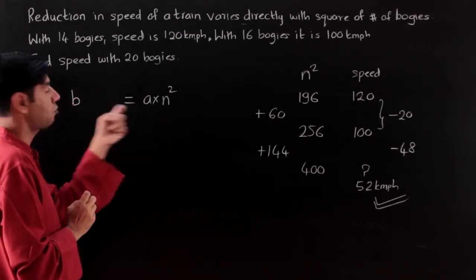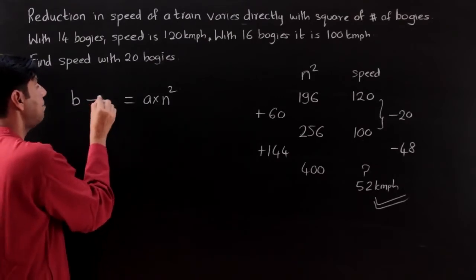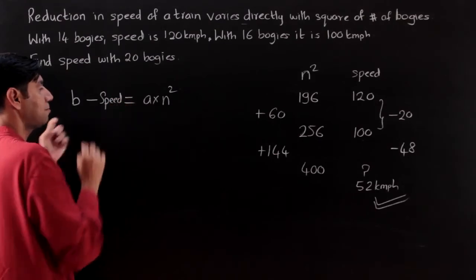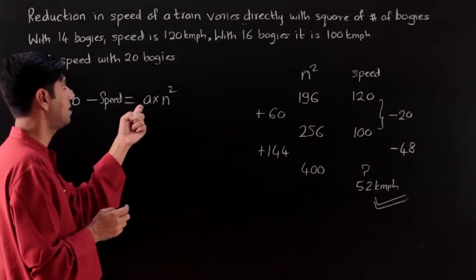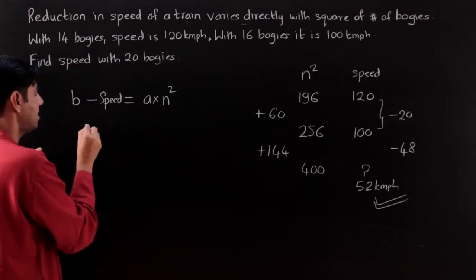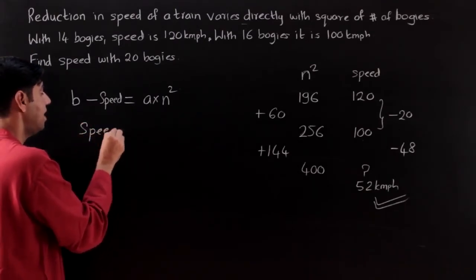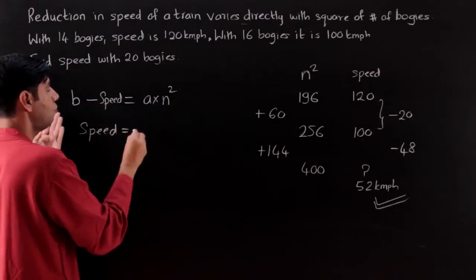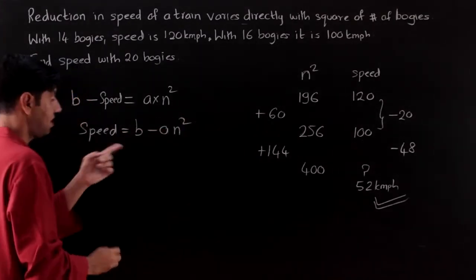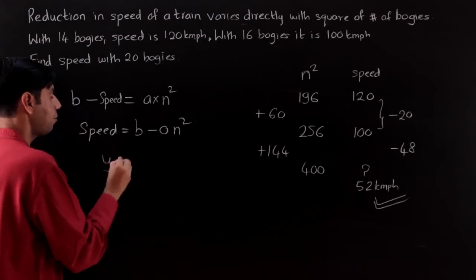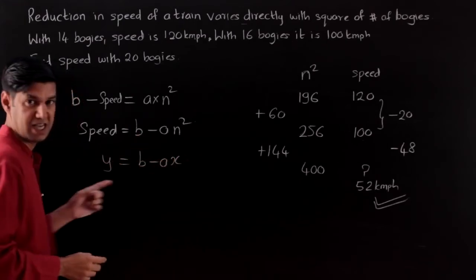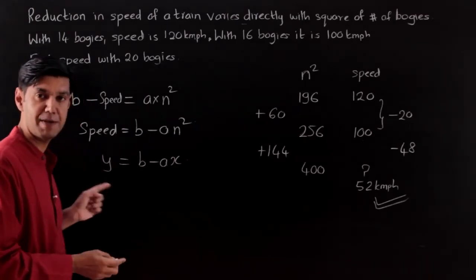Since I've used A out over here, I'm using B. B minus the speed, the current speed. This reduction in speed is directly proportional to square of the bogies. If I rearrange this relation to write it in terms of speed, speed is equal to B minus A n square. So this is of the type y is equal to a constant minus a constant times x, right? So the relation still remains the same.